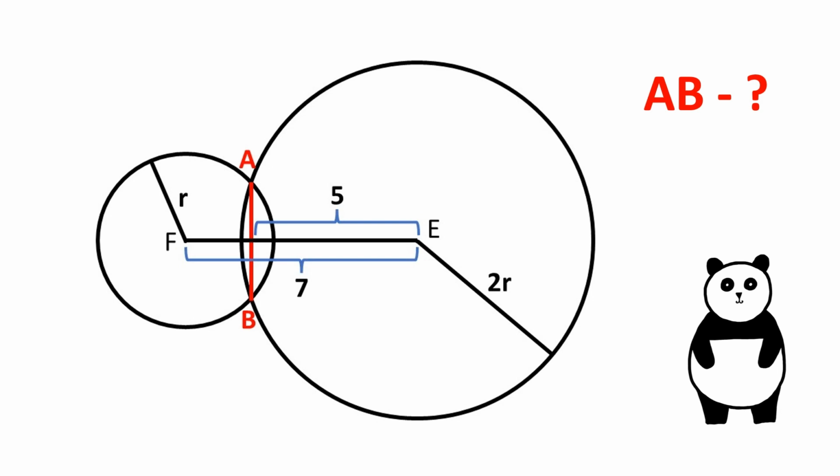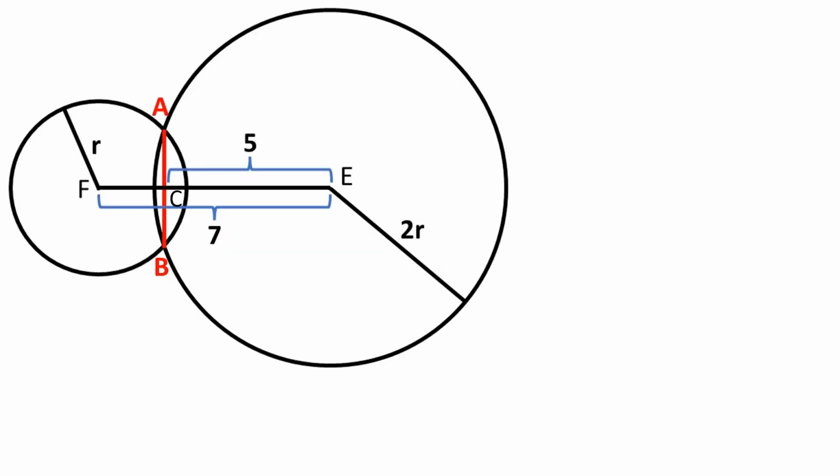Let's solve this problem. If you'd like, you can click the pause button and try to solve this problem yourself before you watch the video. We have two circles intersecting each other at points A and B.